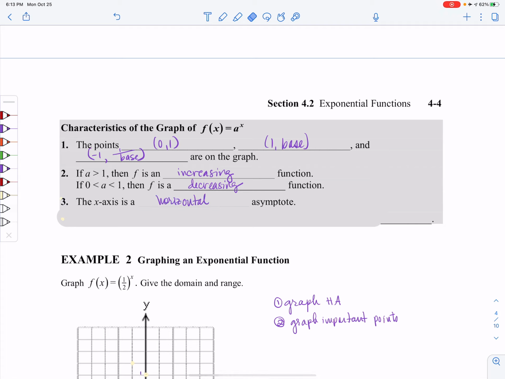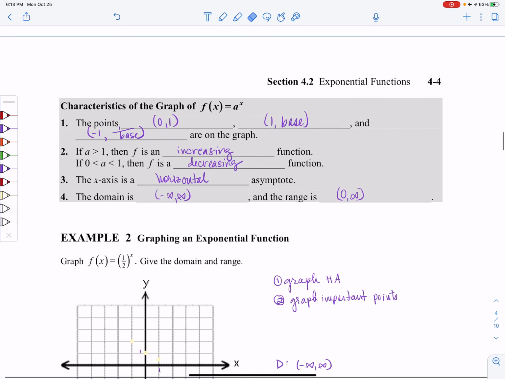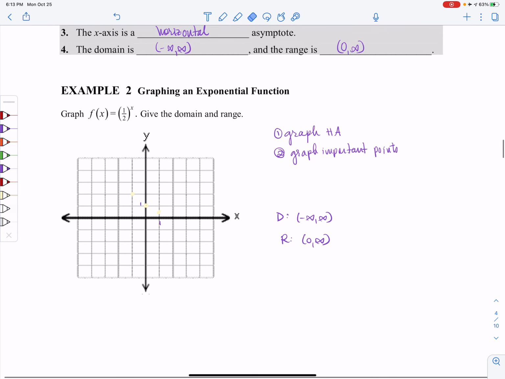I'm always going to have that horizontal asymptote on the x-axis for the parent. And then lastly, my domain will be all real numbers. My range will be from 0 to infinity on that parent. All right, so just some little tips on this one here.